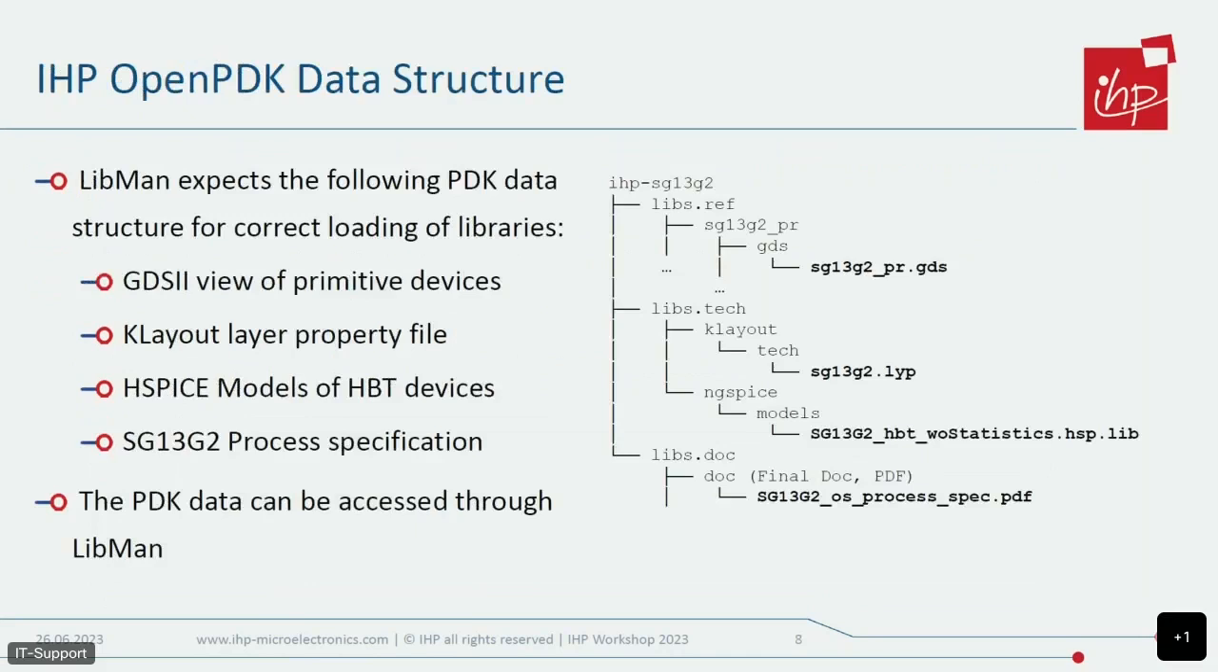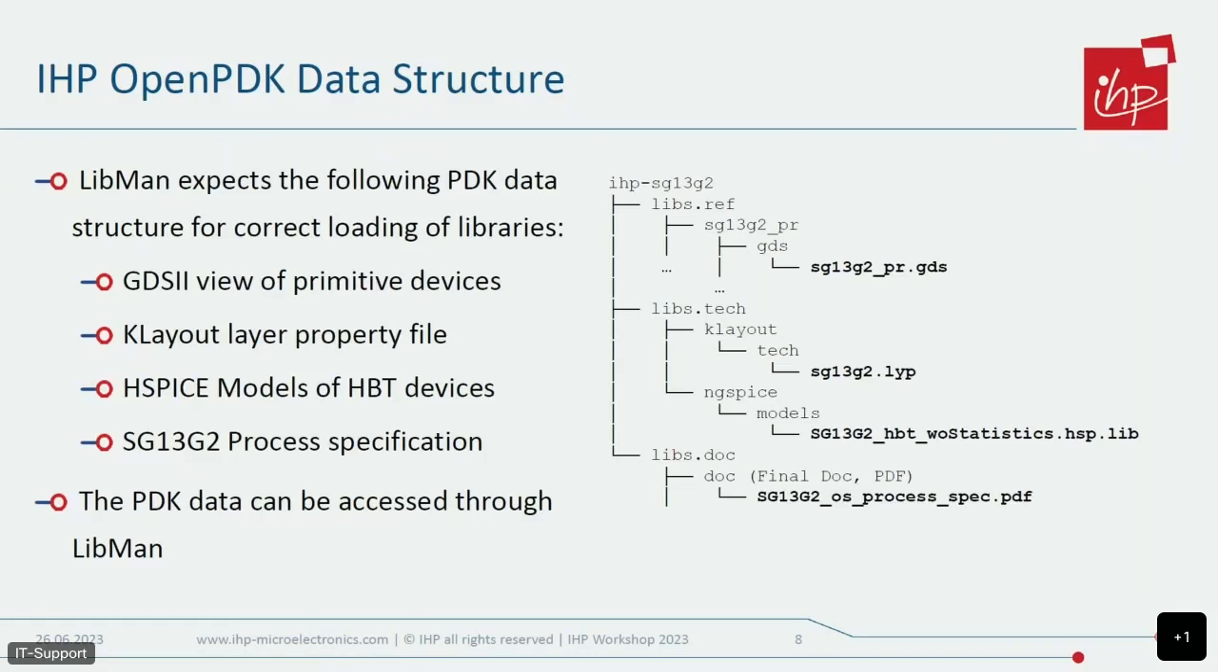So the IHP OpenPDK structure, it's not the final one, but it's mostly the one I used for loading the data from. Sergey already presented this structure, so I just wanted to quickly go through that. It has libraries, and inside the libraries it has files like GDS, CDL, and so on, and documentation. We don't have views. Views in this case come from the name of the files.